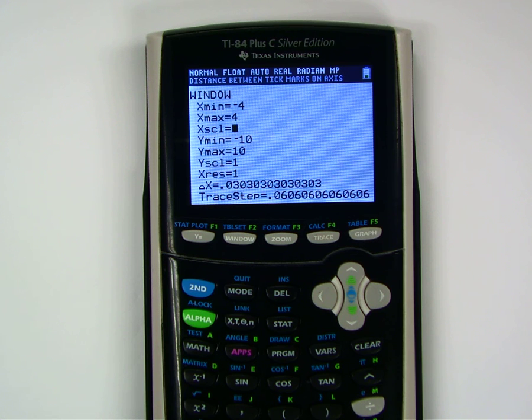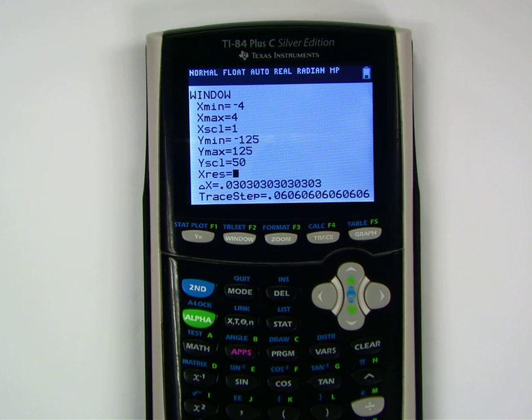Now, on the x-axis, they're counting by ones, so my x scale is 1. What is my smallest y? -100. It goes a little beyond that, so I'm going to use -125. What's my y maximum? 100. So let's use 125. What do they count by? They're counting by 50s. So 50.